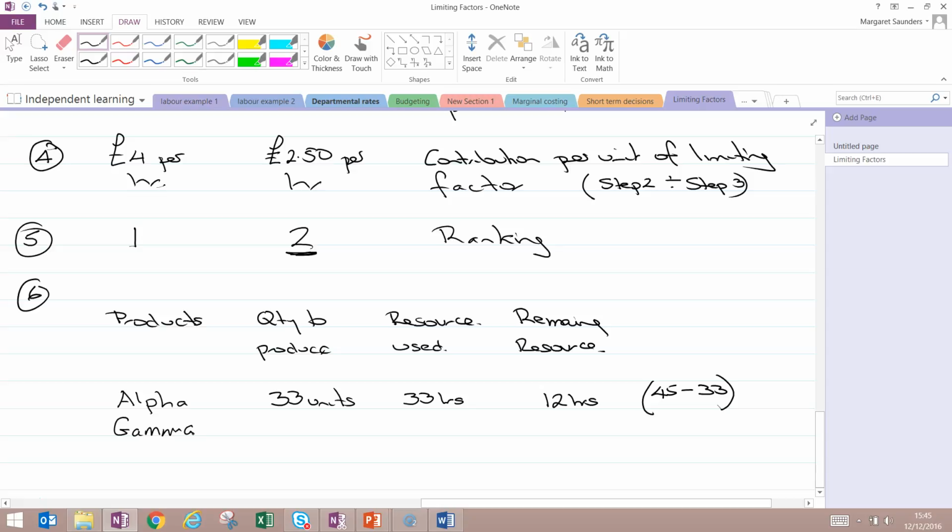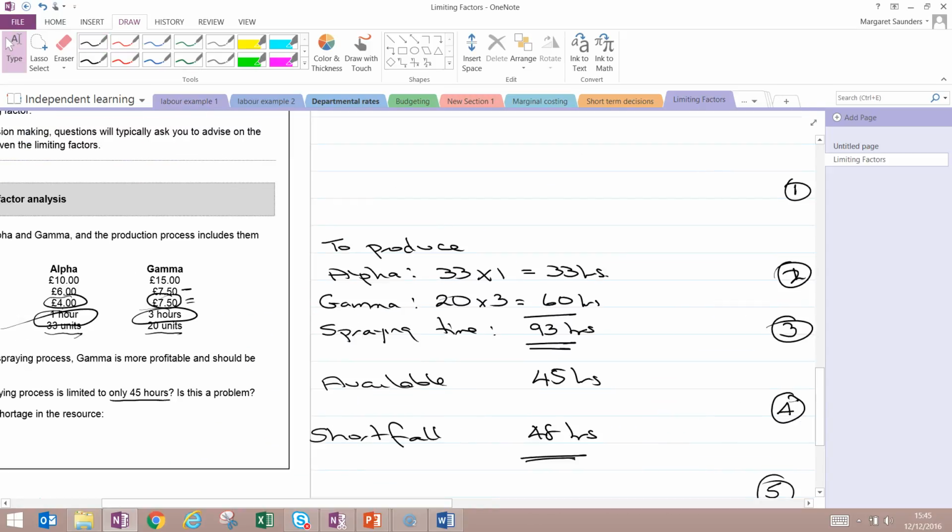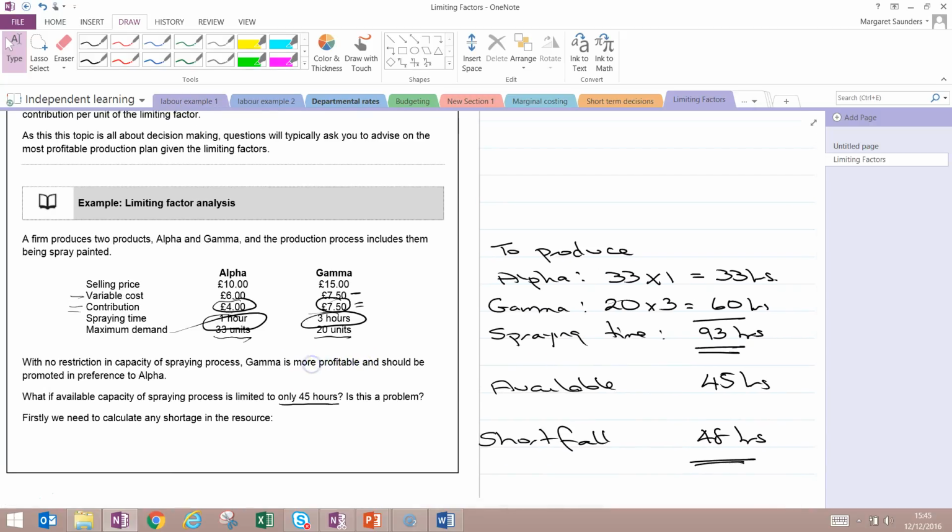Now the demand for the gamma is 20, but we know we haven't got enough spraying time to do 20 of them. We worked that out right at the start. That's why we know we have a shortfall of 48 hours. We can't do 33 alphas and 20 gammas, not with 45 hours. So we know we're going to do the 33 alphas. How many gammas are we going to do?